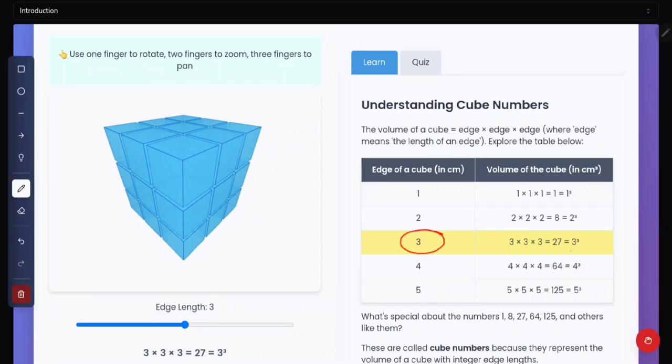Okay. So 3 cube will make 27 cubic units. 3 times 3 times 3. Cube of number 3 means 3 multiplied with itself 3 times. That is 3 cube, which is 27.